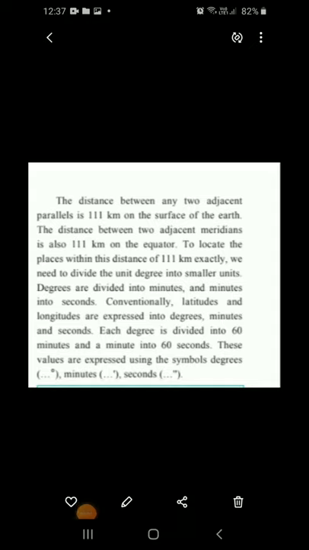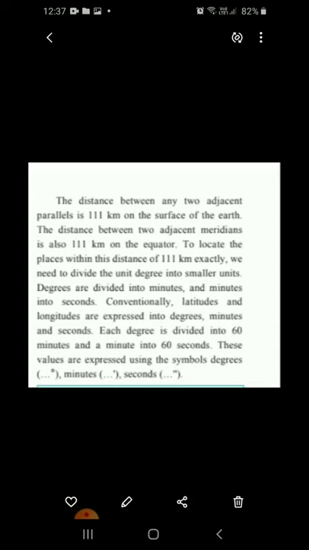Further ahead, the distance between any two adjacent parallels is 111 kilometers on the surface of the earth. Distance between one parallel and the immediate next parallel is 111 kilometers. That means if we go from one parallel to the next, we have covered a distance of 111 kilometers. The distance between two adjacent meridians is also 111 kilometers on the equator.